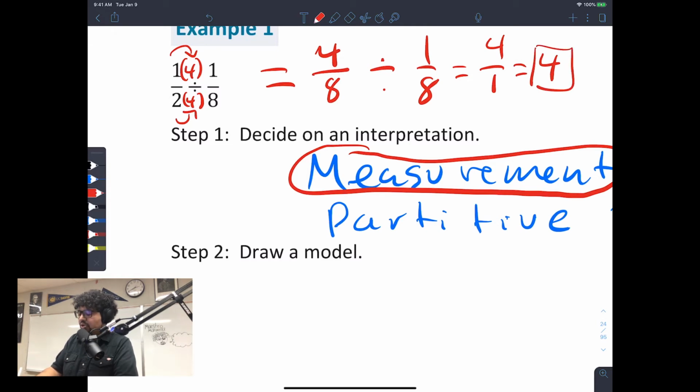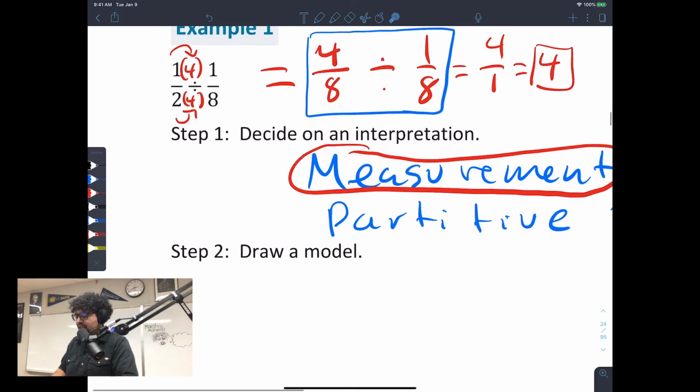But the model, we always do the model based on the set of fractions that have a common denominator. And we're going to base the model on the first fraction, which is 4/8. So we'll need to draw 8 boxes and shade 4 because I need 4 out of 8. So let's do that.